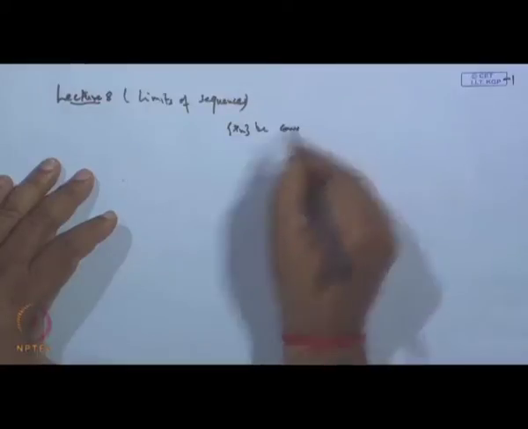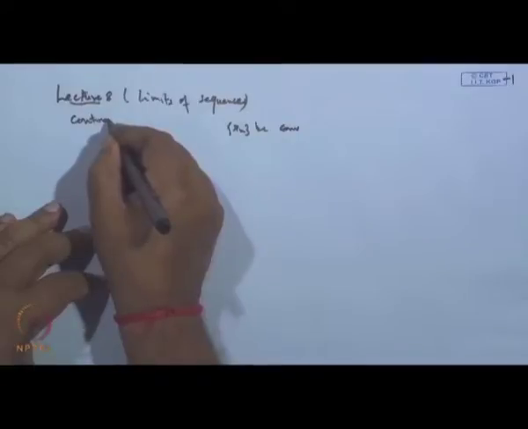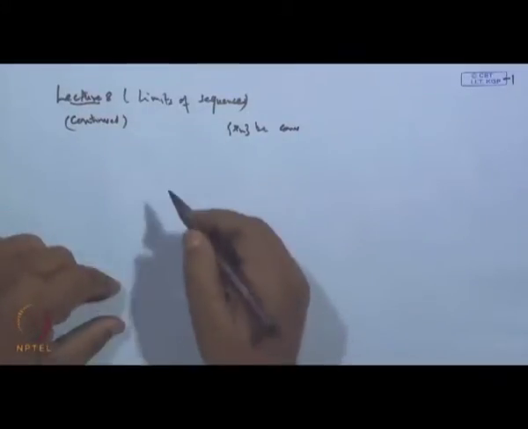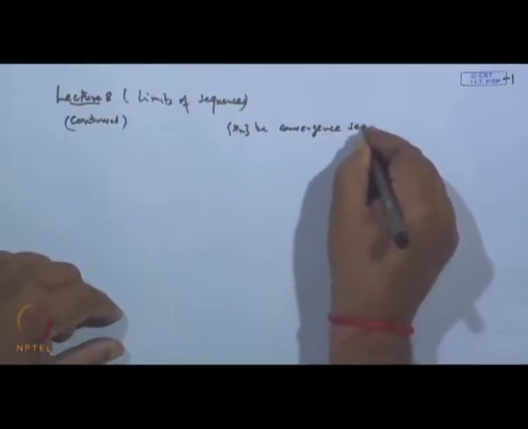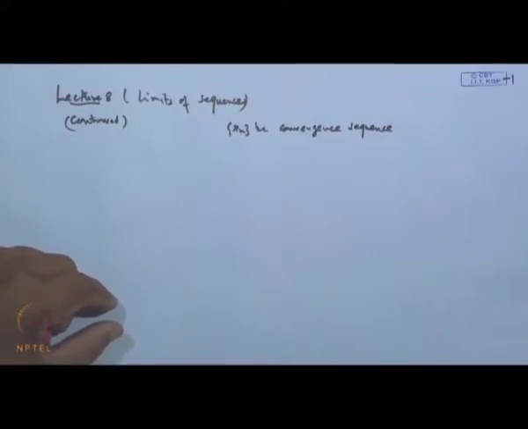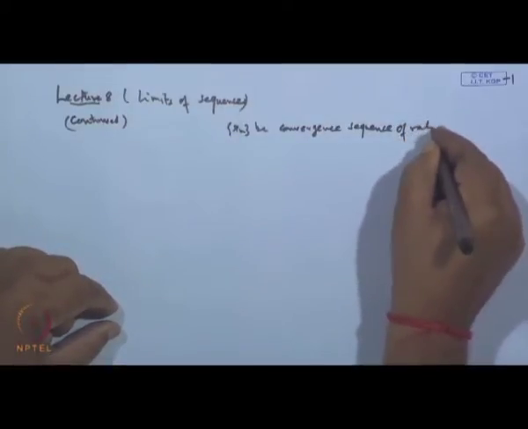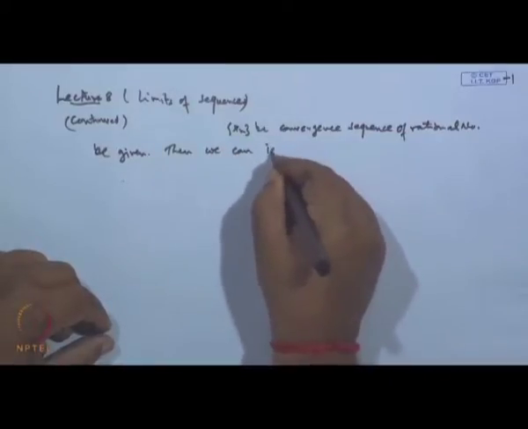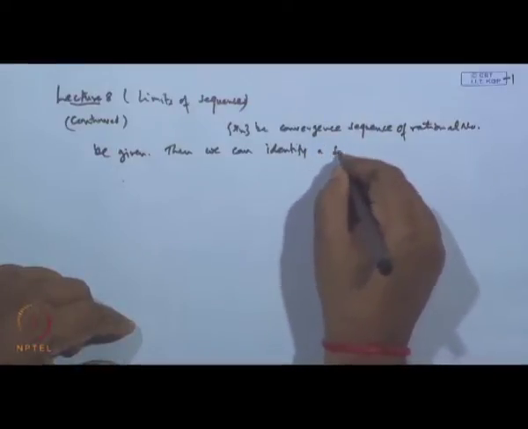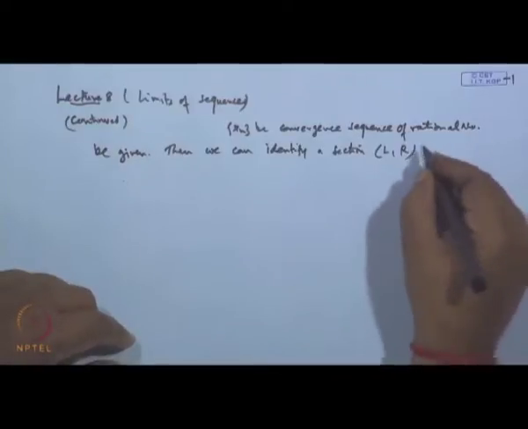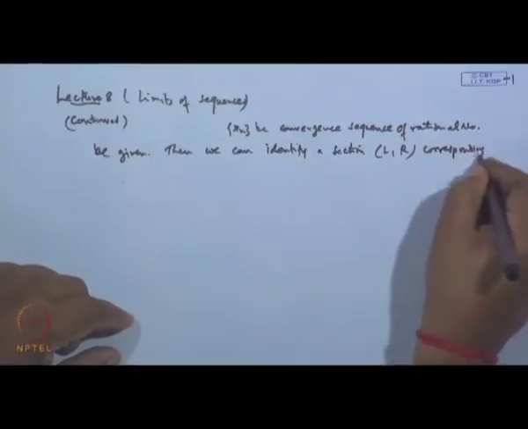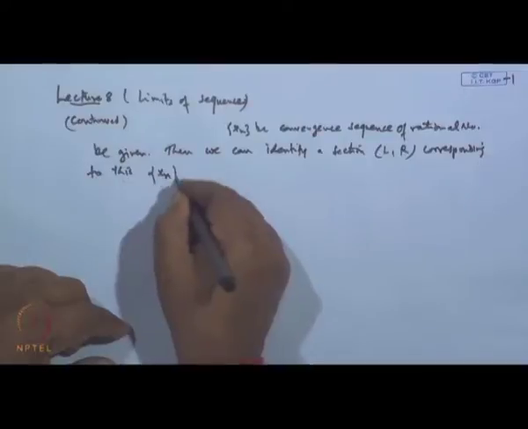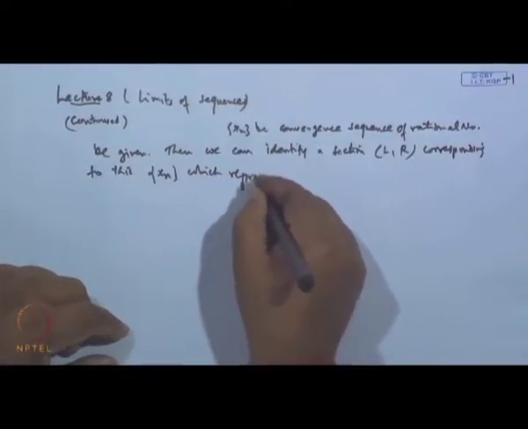That is, if x n is a convergent sequence of rational numbers, continued from the previous lecture, then we can identify a section L R corresponding to this sequence x n, which represents the number x, a real number x, as follows.